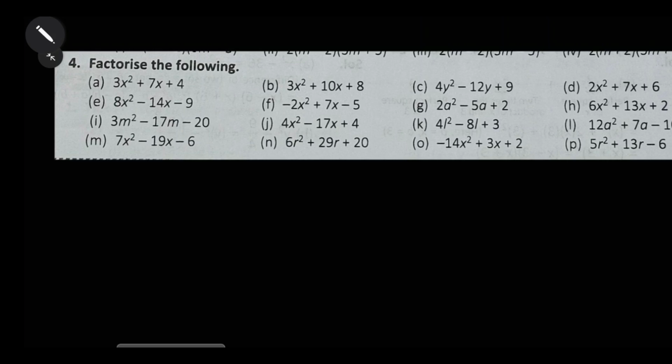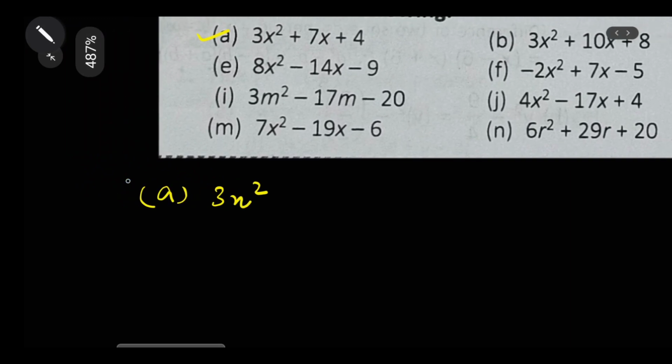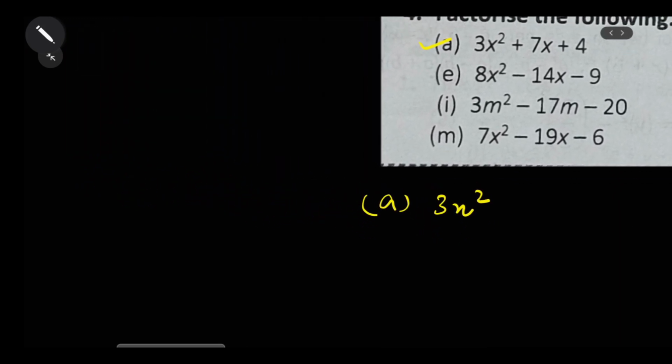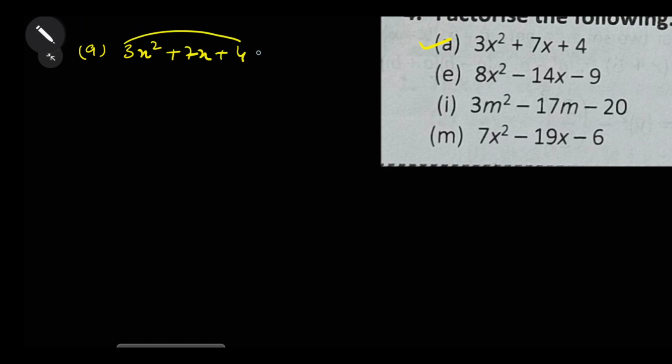But our next question is question number 4, and in this question we have to do the same thing: factorize. Let's zoom in. Our first question, A, is 3x square plus 7x plus 4. So 3 4s are 12. We got 12. Now we have to split the 7 to get the 12.